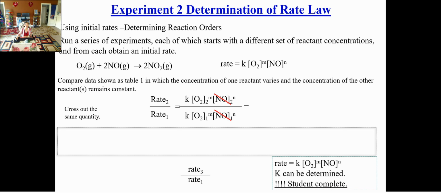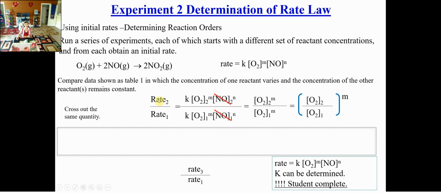You are going to use the reaction rates 2 and 1. You assume your rate equals K times the oxygen concentration to the power 2 times the concentration of nitrogen monoxide to the power N. Because you control nitrogen monoxide at a constant value, the constant can be crossed out. Your K, as long as the temperature stays the same, is also the same value. Therefore, you are going to cross out the same quantities.